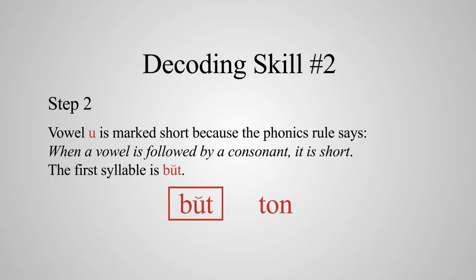Now, in step 2, we know that that U is short because it has that T behind it in this first part of the syllable, right? So short U sounds like ut, but. That's the first sound in this word. Remember, say these words and sounds out loud. You'll get it much faster.